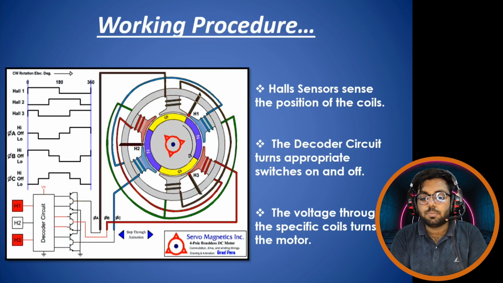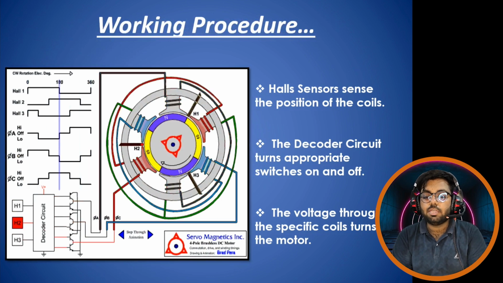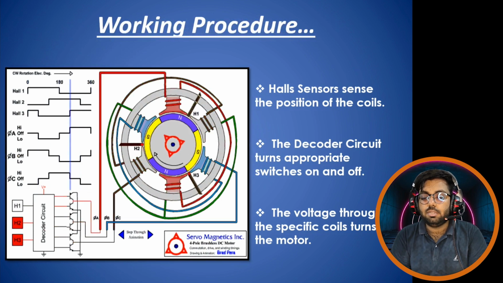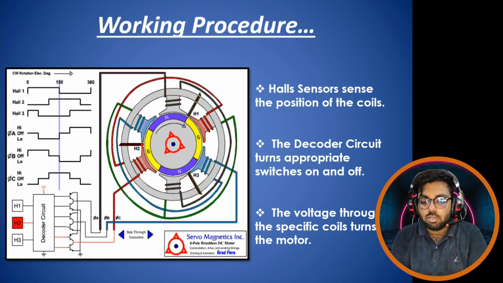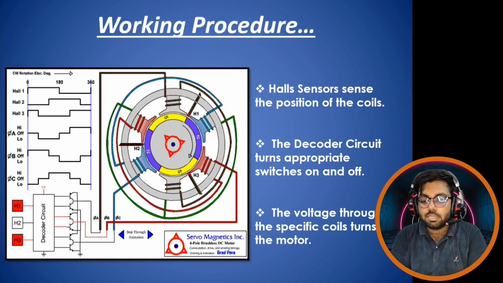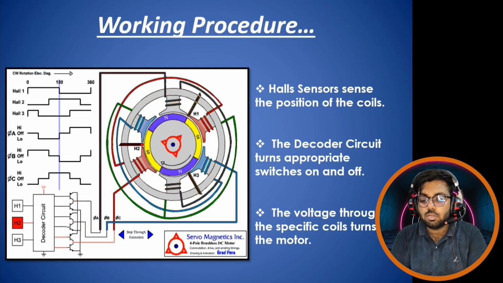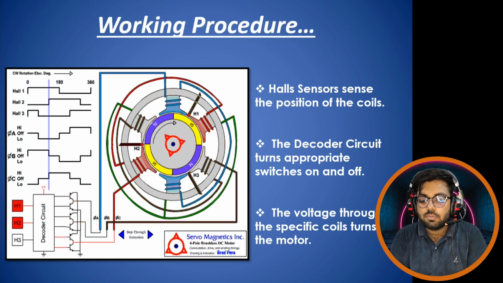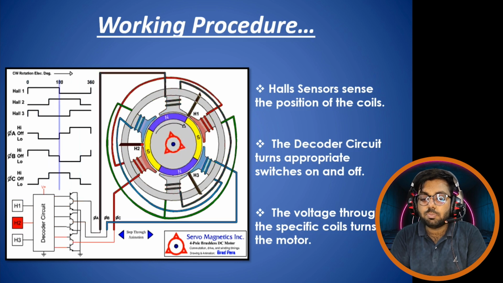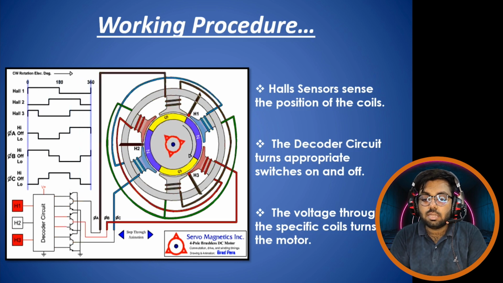Working procedure. Let's look at the working procedure in more detail. Hall sensors sense the position of the coils and the decoder circuit turns the appropriate switches on and off. This process ensures that the voltage is applied to the specific coil that turns the motor, allowing precise control of the motor's operation.